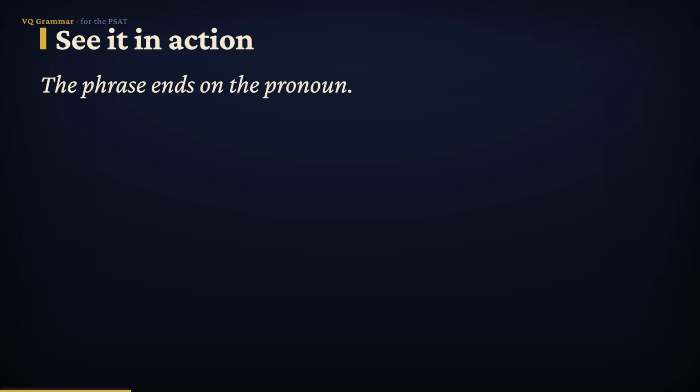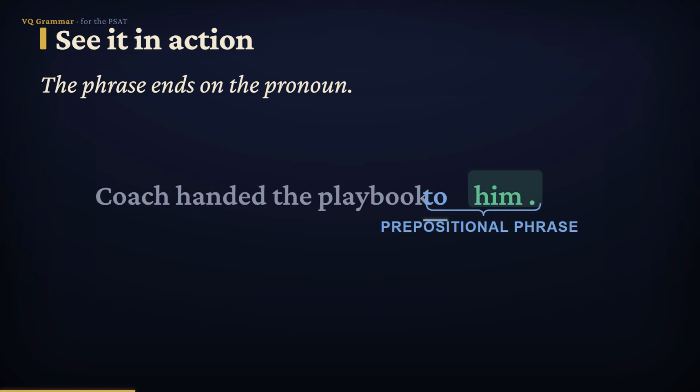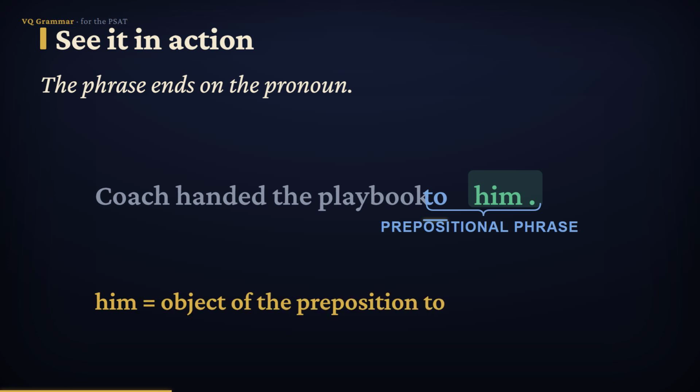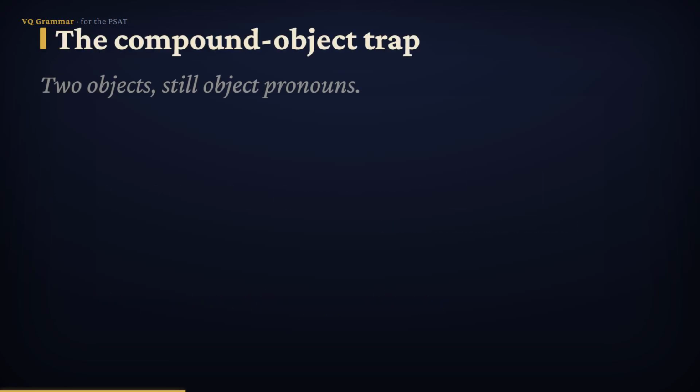Let's see it work. Coach handed the playbook to him. The preposition is to, and the phrase ends on the pronoun. We say to him, not to he, because him is the object pronoun. That little pronoun is the object of the preposition to, and the object of a preposition is always in the object form. Now the trap that catches everyone.